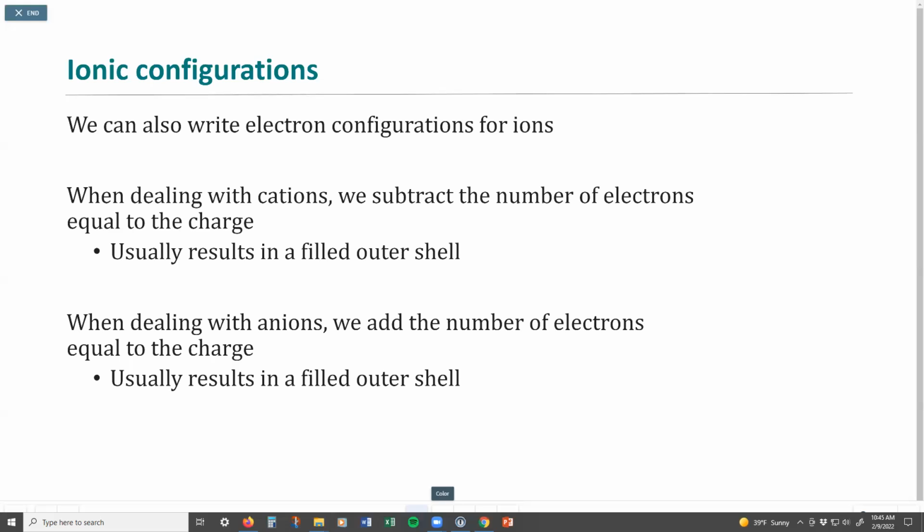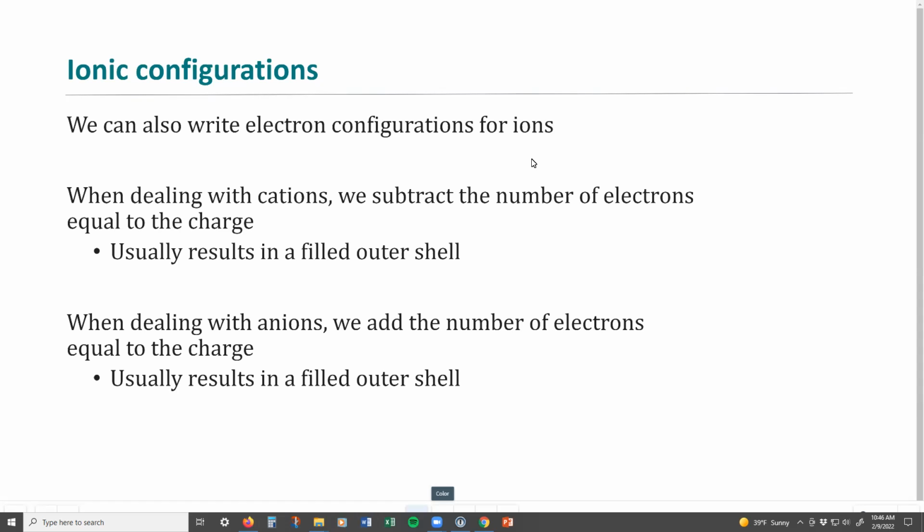So the purpose of this video is to conclude our discussion of electron configurations by looking at the electron configurations for ions. What we need to understand is that as far as ionic configurations are concerned, all we're really talking about is taking what we already know and then either adding extra electrons or taking away electrons. Usually what results is something that pretty closely resembles a noble gas configuration.